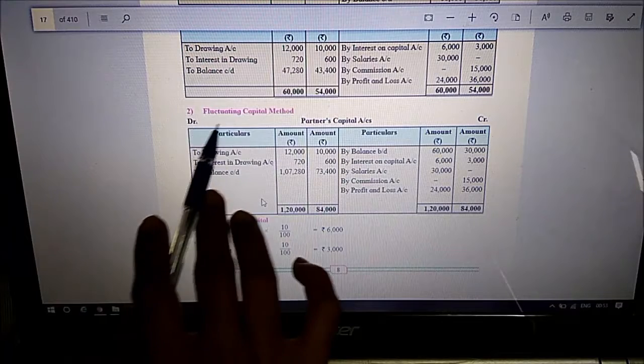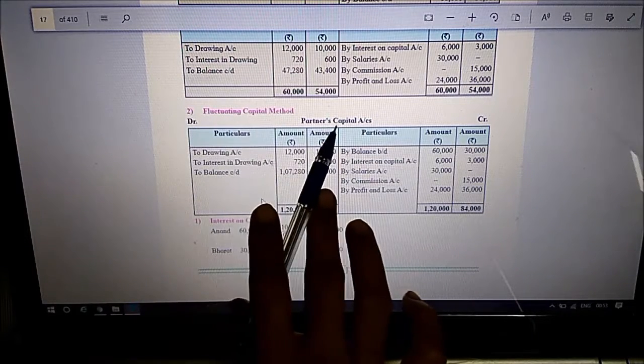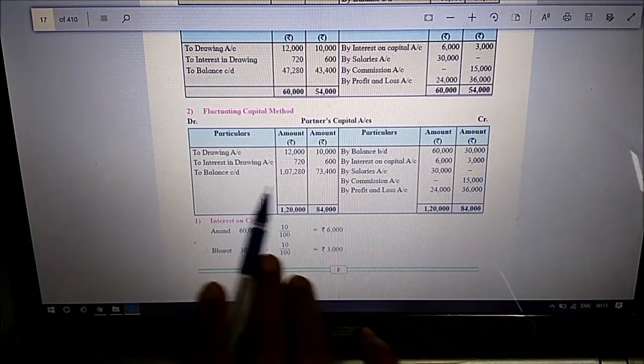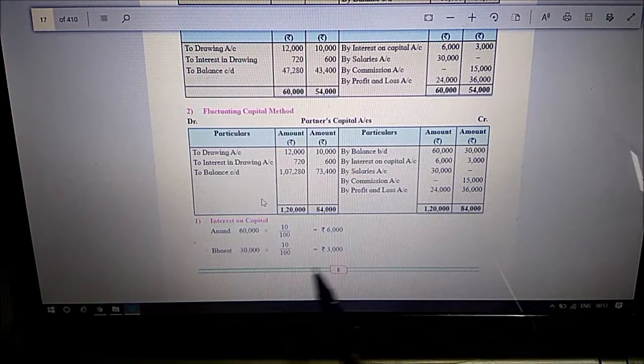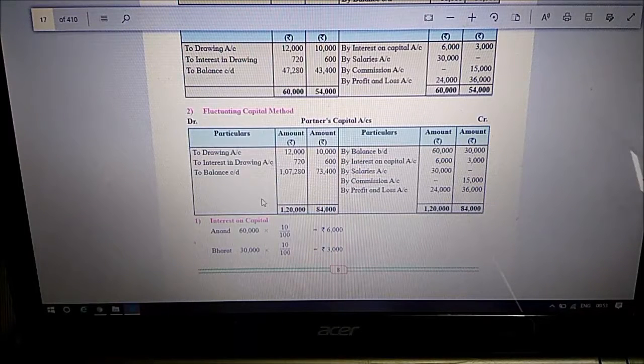Now I am calculating with the fluctuating capital method. In that, only one method is there, where we need to calculate the partners' capital accounts. These are the entries we already calculated. I have shown you how to calculate the entries: interest on capital, interest on drawings, Anand's salary, Bharat's commission, and profit sharing. Everything I have already shown in the calculation, so we'll make an entry directly.